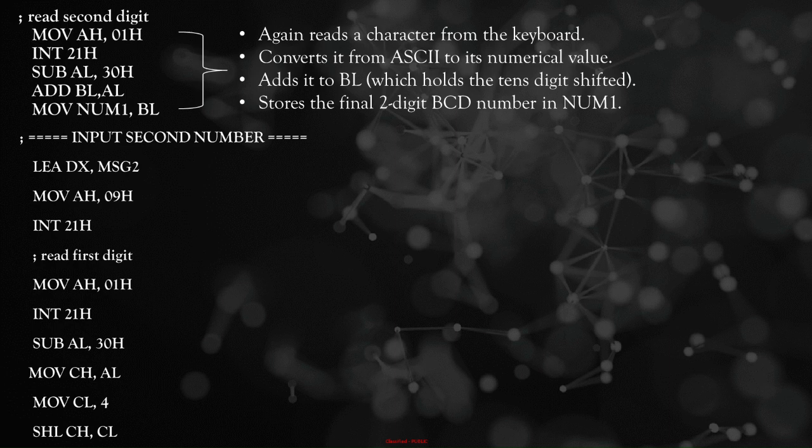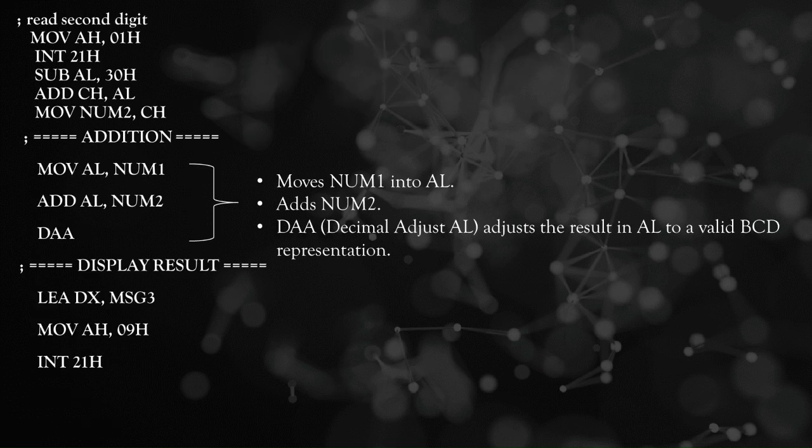I repeat the read, convert, shift sequence, reading the first digit as the tens digit of the second number. After reading and converting the ASCII character, I move the numeric tens into CH and shift it left 4 bits so it sits in the high nibble of CH. Then I read the ones digit for the second number, convert ASCII to numeric, add it into CH, and store the resulting packed BCD into num2.